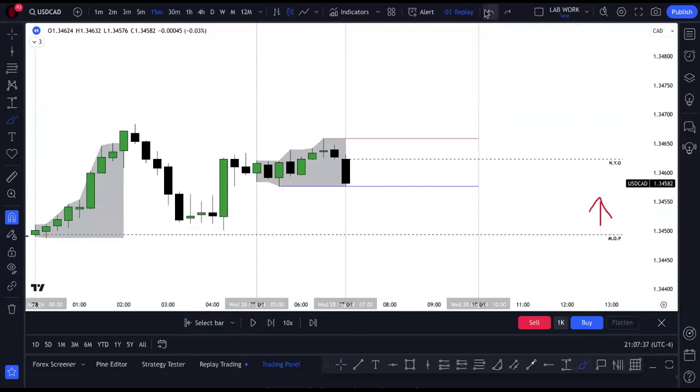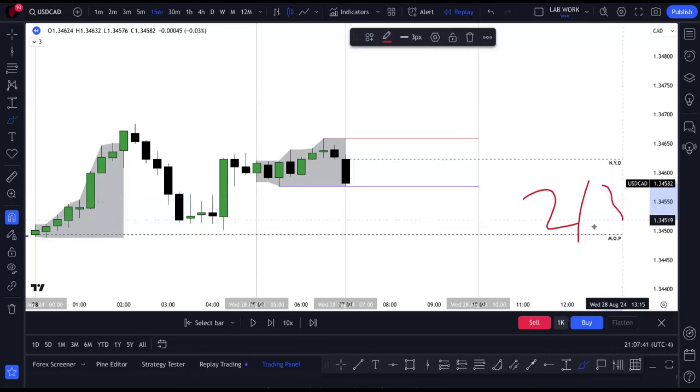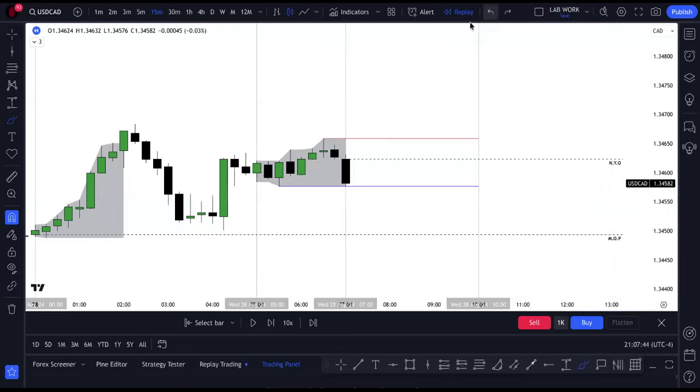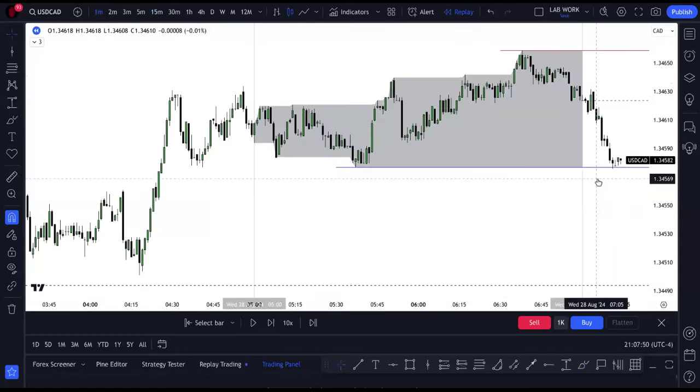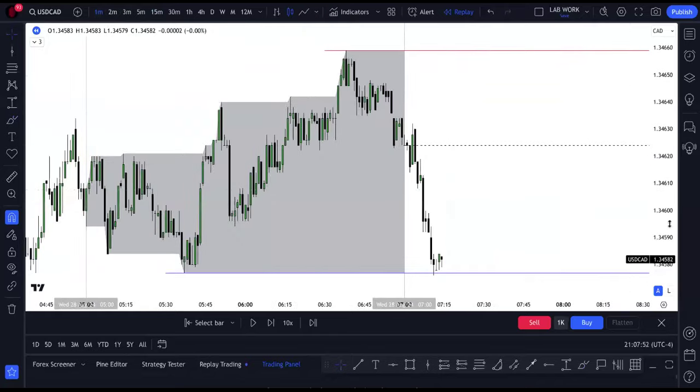So we only got a 2 out of 3 confirmation. 2 out of 3. That's all we got here. And again, like I said, this could be something that you still may take. Let's go down here and let's take a look at what's happening here on the 1 minute time frame.